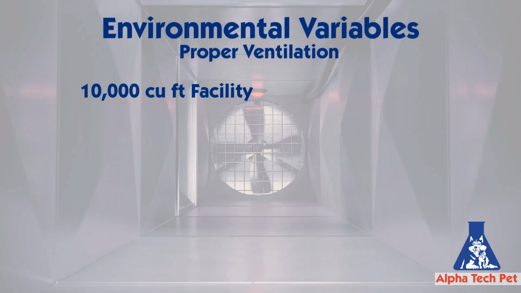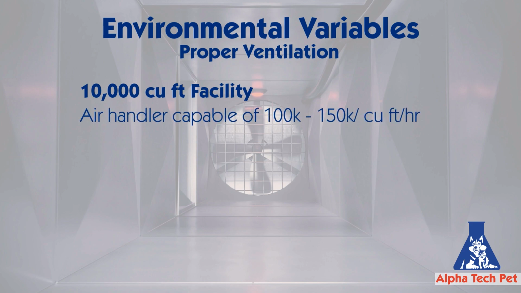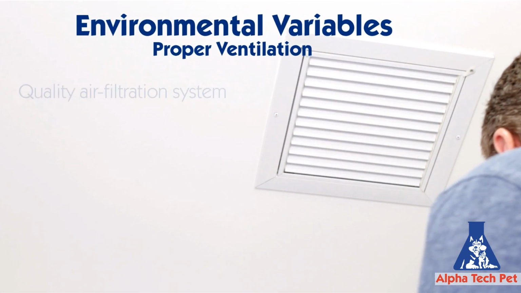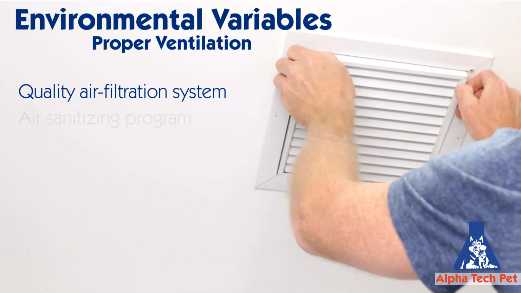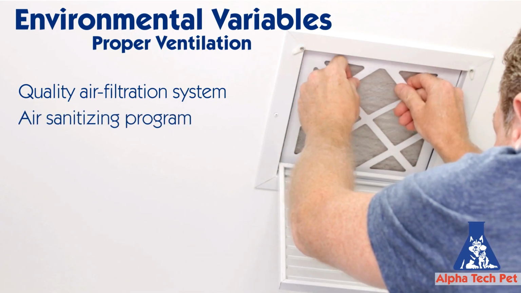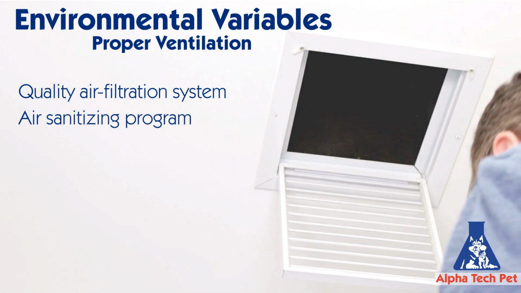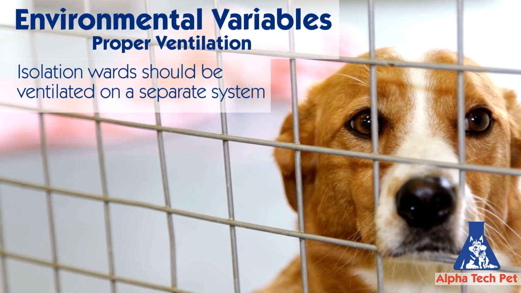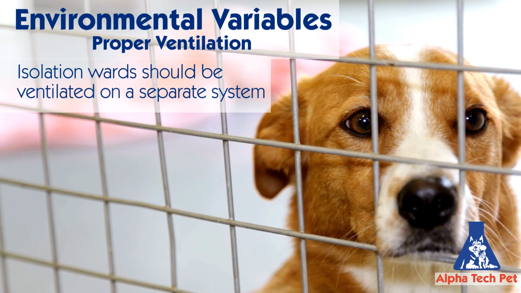A 10,000 cubic foot facility, for example, should have an air handler capable of moving 100,000 to 150,000 cubic feet of air per hour, with the ability to adjust the proportions of recycled air to fresh air. Moreover, some sort of quality air filtration system and/or air sanitizing program should be employed throughout the entire facility. And it must be noted that isolation wards should always be ventilated on a separate system.